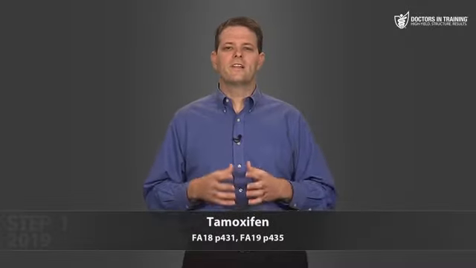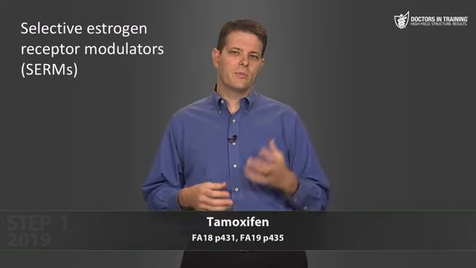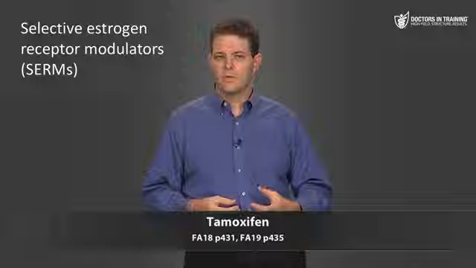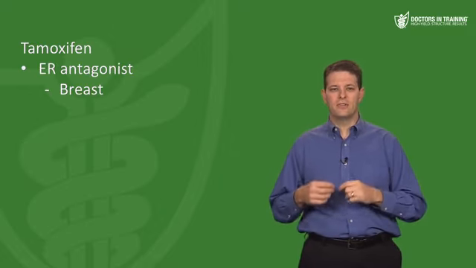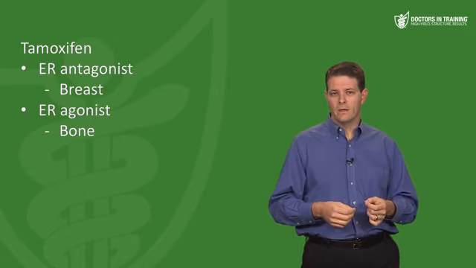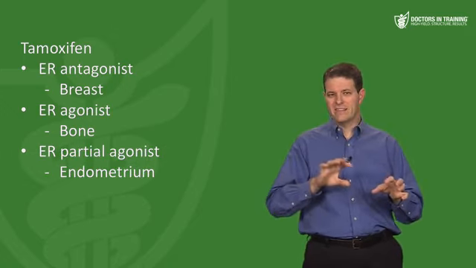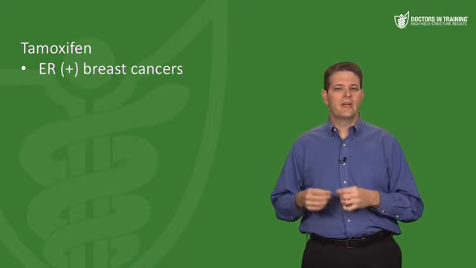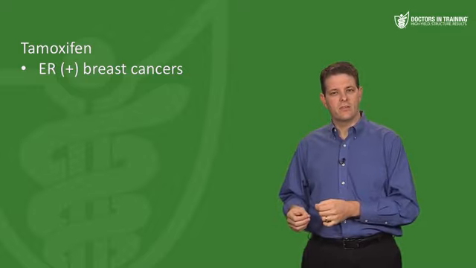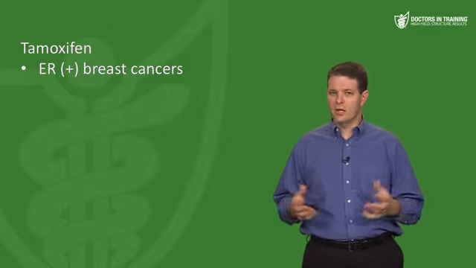The next two drugs are selective estrogen receptor modulators, or SERMs. We touched on these in reproduction when we talked about breast cancer. Tamoxifen is an estrogen receptor antagonist in the breast, but it's an estrogen agonist in the bone. And in the endometrium, it's a partial agonist. So it's selective in how it acts at different estrogen receptors in different tissues. So we use tamoxifen to treat estrogen receptor positive breast cancers. If the breast cancer doesn't have estrogen receptors, tamoxifen isn't going to help.